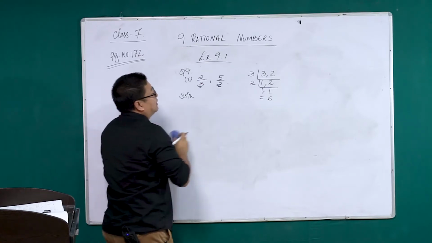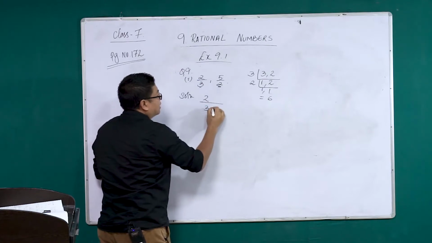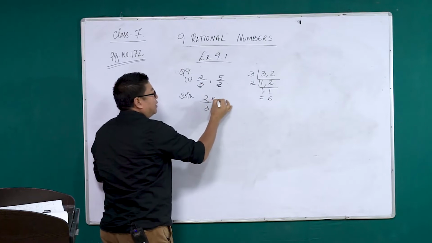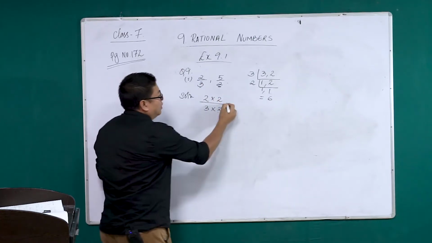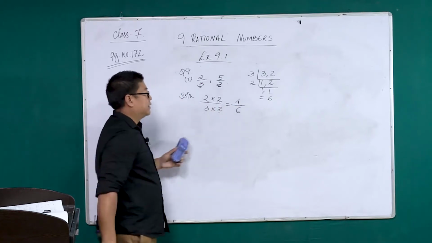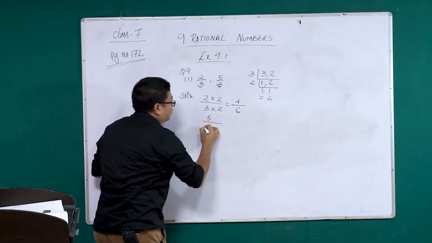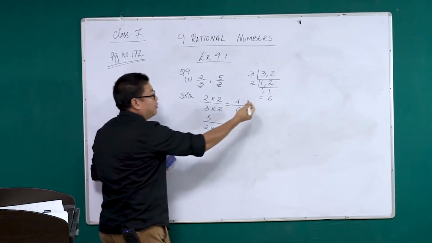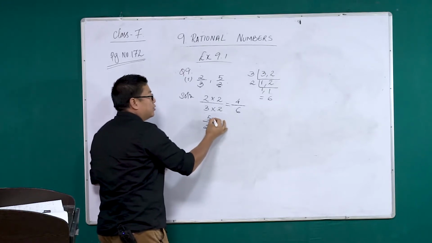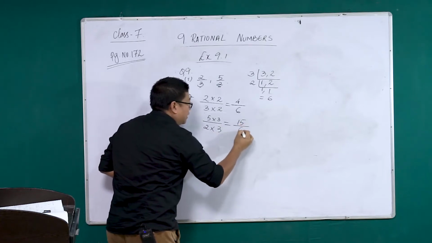Now, we know that this is 6, so we will change both of them to 6. 3 into 2 is 6. So if you're multiplying 2 here, you multiply 2 on top also. So you're getting 2 into 2, 4, and 3 into 2, 6. This is for the first number. The second number, 5 by 2. 2 into what will give you 6? 2 into 3. Similarly, you are multiplying 3 here, so on top also you will multiply 3. So 5 into 3 is 15, and 2 into 3 is 6.